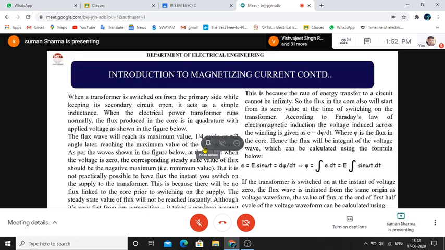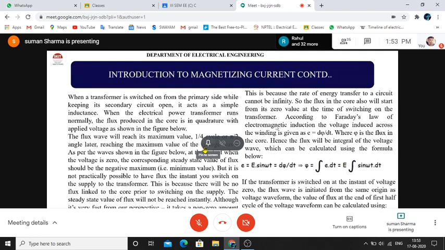ठीक है. The steady state value of flux will not be reached instantaneously. Okay. Although it's very fast from our perspective, it takes a non-zero amount of time. The speed of this process depends on how fast the circuit can take energy, because the rate of energy transfer cannot be infinity, it is finite. So flux also will start from its zero value at the time of switching on the transformer.